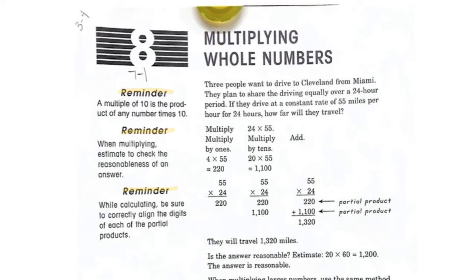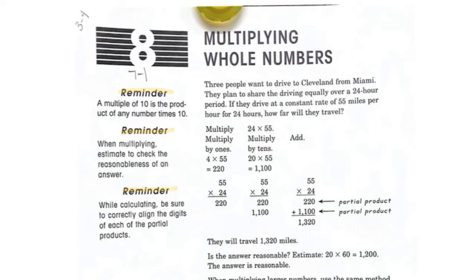So here's our lesson. 3 people went to drive to Cleveland from Miami. They planned to share the driving equally over a 24-hour period. If they drive at a constant rate of 55 miles per hour for 24 hours, how far will they travel? So we're going to be taking 24 times 55.